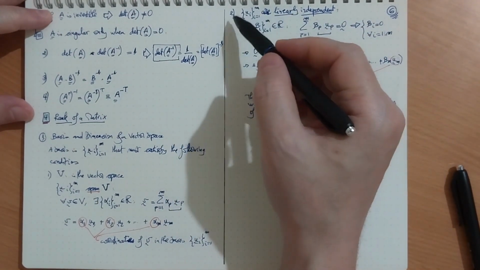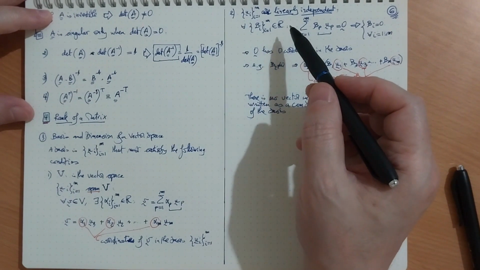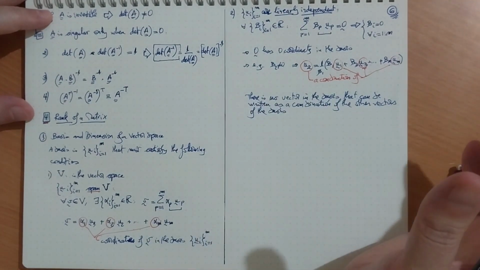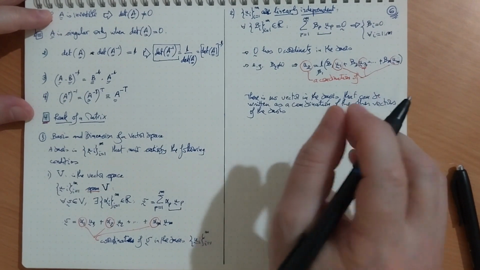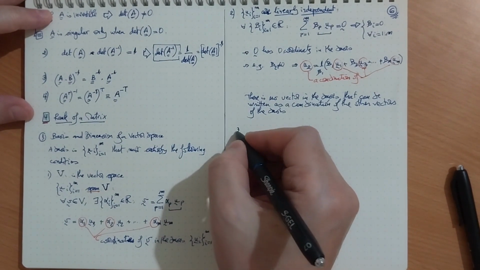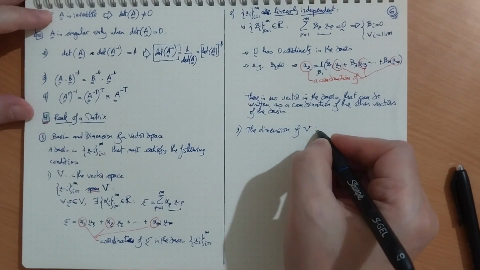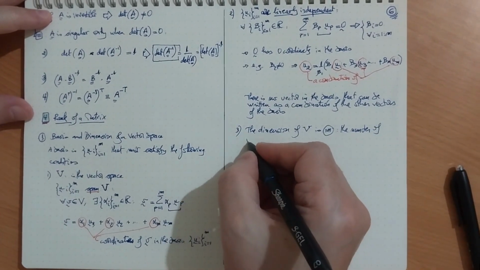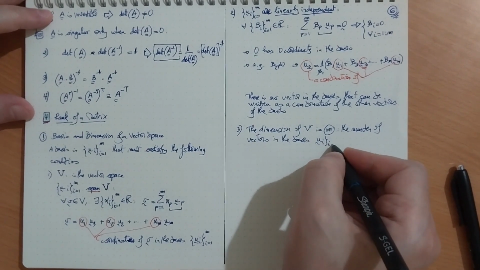That's what it means. If such a family satisfies these two conditions, it spans the vector space and the elements of the basis are linearly independent, it is called a basis. So the vector space can have an infinity of bases, but the number of vectors in the basis is unique and is called the dimension. So, third point here, the dimension of V is m, the number of vectors in the basis, ui from i equals 1 to m.